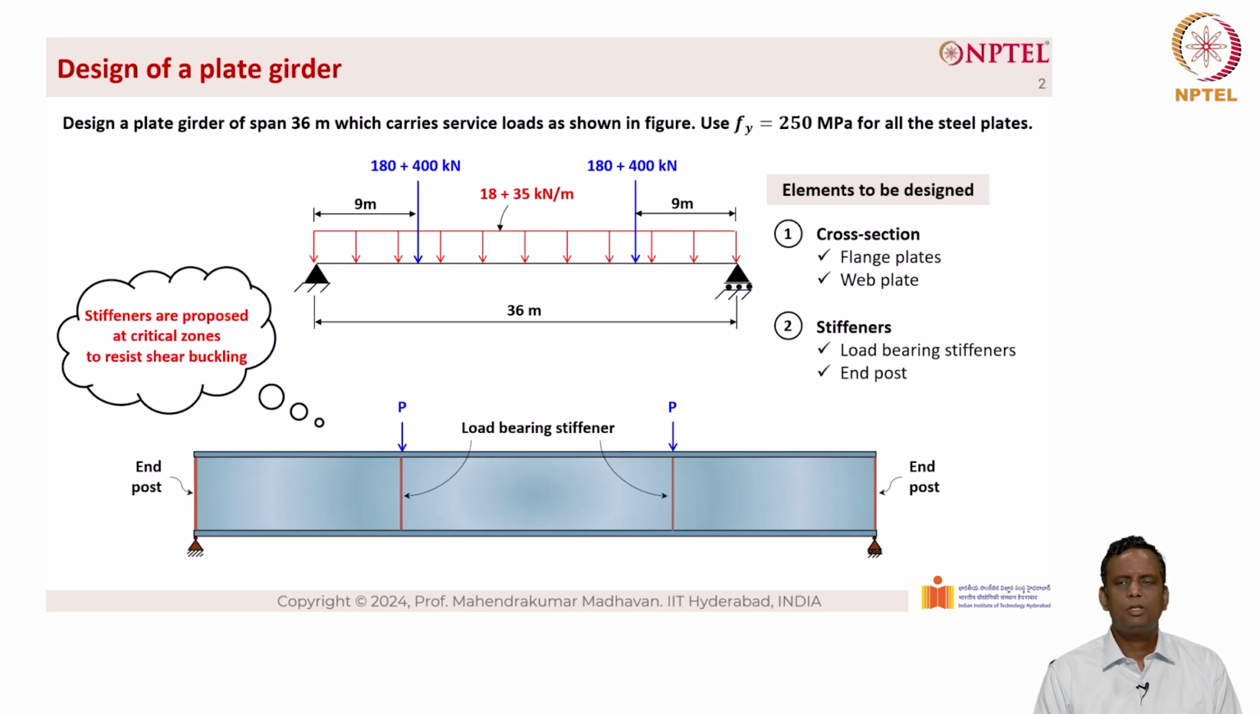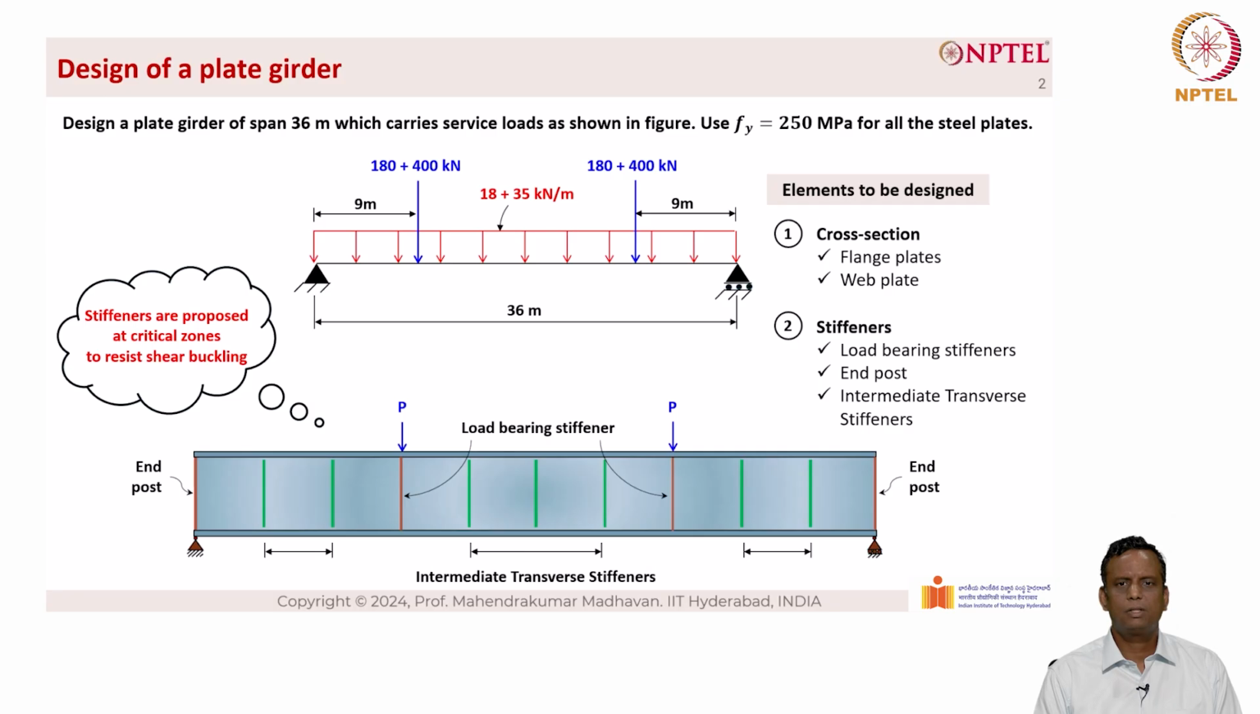We are also having intermediate transverse stiffeners. Stiffeners are proposed at critical zones to resist shear buckling. So, the green color lines that are shown here are the intermediate transverse stiffeners. But as you can see, the intermediate transverse stiffeners are slightly away from the top flange as well as the bottom flange. There is a slight gap just to make sure that accidentally the load that is coming from the flange should not be transferred to the intermediate transverse stiffeners. The main purpose of intermediate transverse stiffeners is to provide resistance against shear buckling and to enhance post-critical buckling strength.